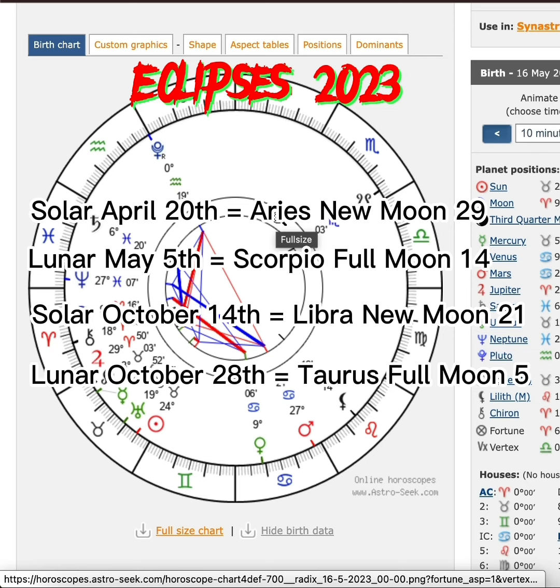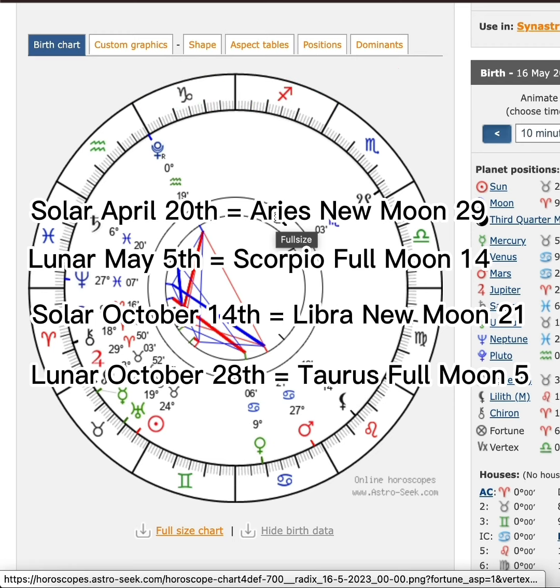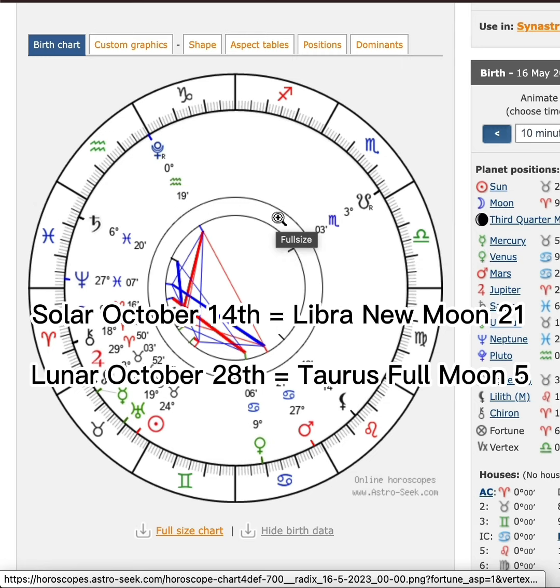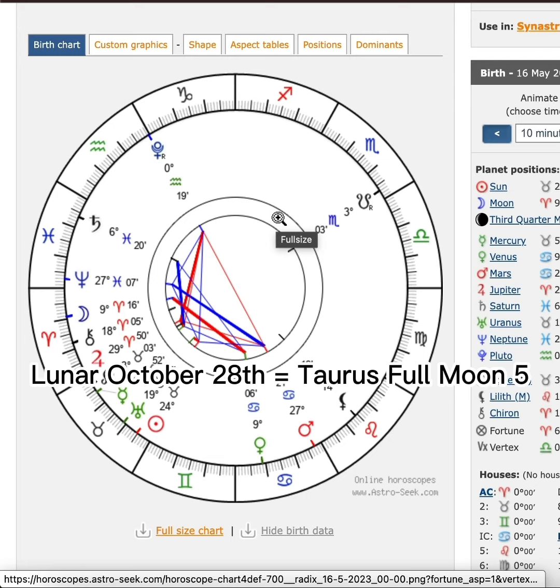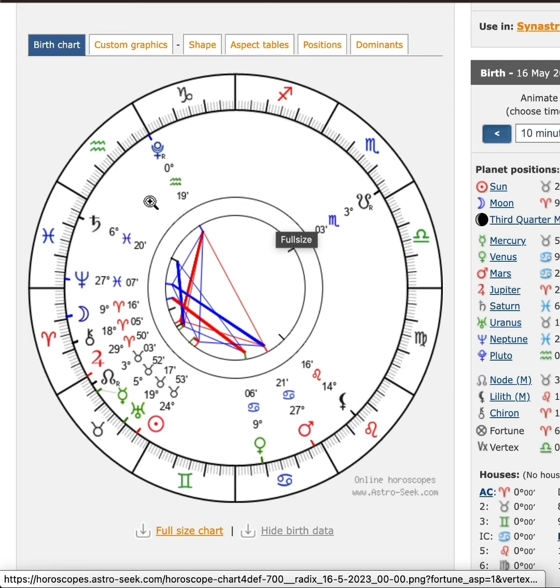In the middle of the year, on October 14th, we'll have a 21 degrees Libra new moon eclipse, and Venus will be in Virgo. Also, we'll end the eclipses for 2023 on October 28th, which will be a 5 degrees Taurus full moon eclipse, and Venus will be in Virgo.